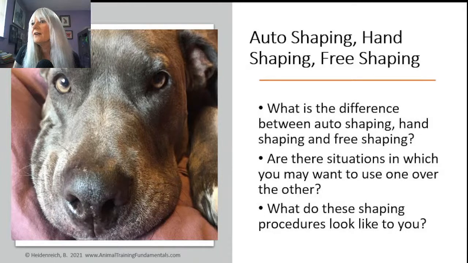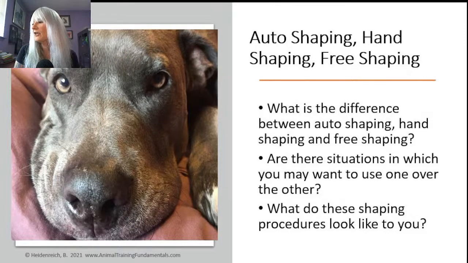Chris here, Chris Shank, says: I am not familiar with auto shaping. Maybe hand shaping is placing the animal or object in position of the goal behavior. Free shaping is reinforcing movements of the animal towards the goal behavior. And Annetta says free shaping is no prompts, just reinforcing approximations. Yeah, I would agree with both of you on that.